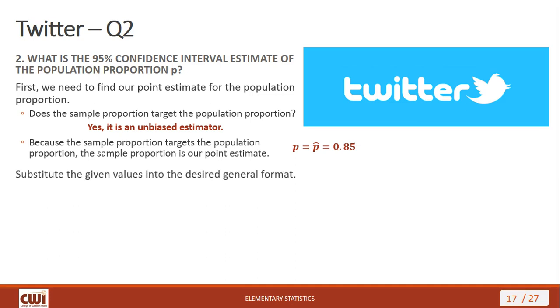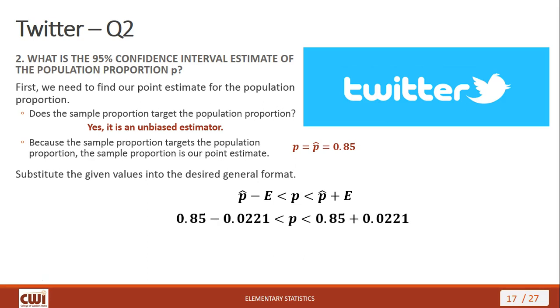Now we substitute the given values into the desired general format. Typically, when you're asked to solve a problem, there's a format that will be specified, so we need to pay attention to that. I'm just going to use this standard format because it's the one that I've seen most frequently used out in industry. So here we have p hat minus e on one side for the lower limit, p hat plus e on the other side for the upper limit, and in the middle we have the point estimate p.